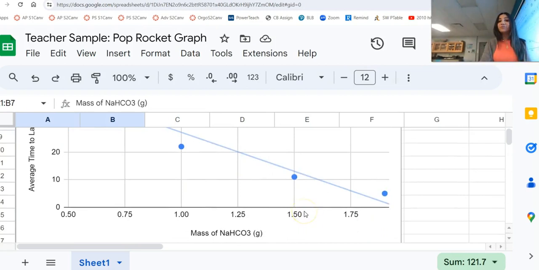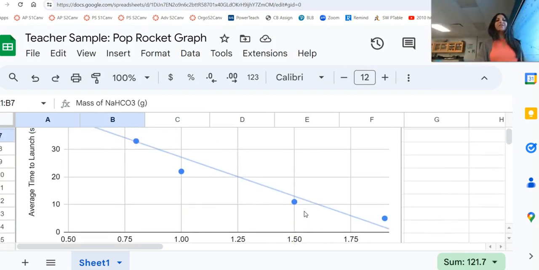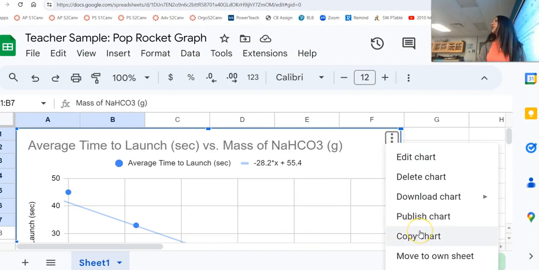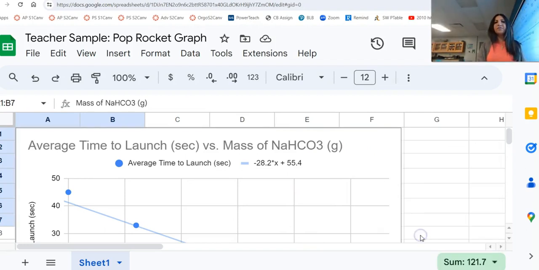And so then my time should be decreasing. So if you saw that, that's awesome. So now what you're going to do is, once you click on the box, if you don't see the 3 dots, you need the 3 dots. So we're going to click on these little 3 dots right here, and I'm going to copy chart. And once I do this, I'm going to copy chart.